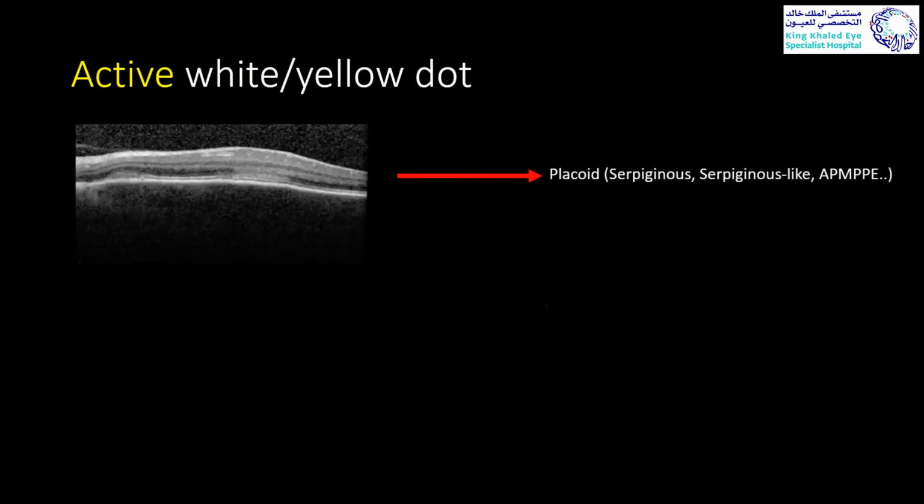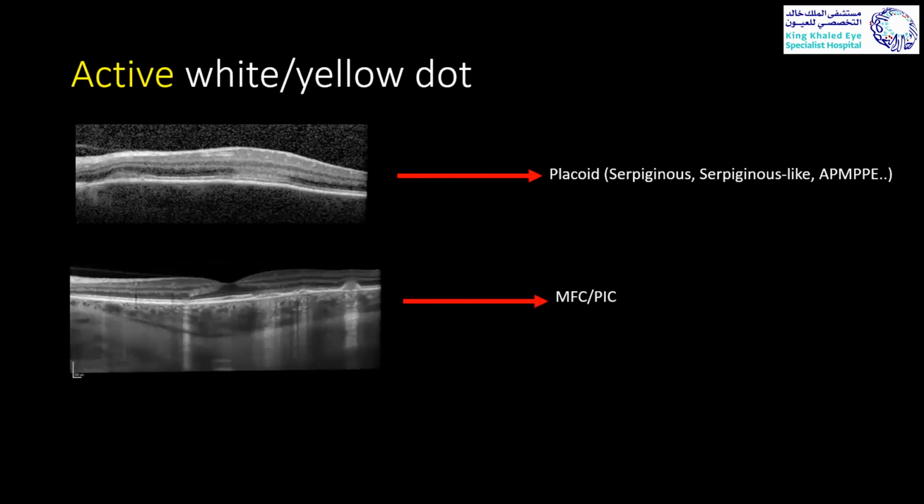So I hope that I did not confuse you. I just want to put some of the OCTs. If you have any active yellow-white dot in your clinic, and you have access only to the OCT, do the OCT over the lesion, and if it shows outer retinal hyperreflectivity, think about the placoid diseases like serpiginous-like AMPPE. If you see RPE elevation or subretinal deposit under the RPE, think about PIC or multifocal choroiditis.